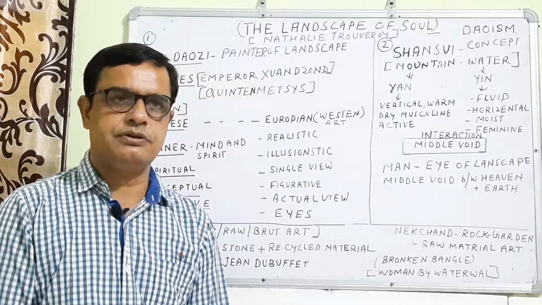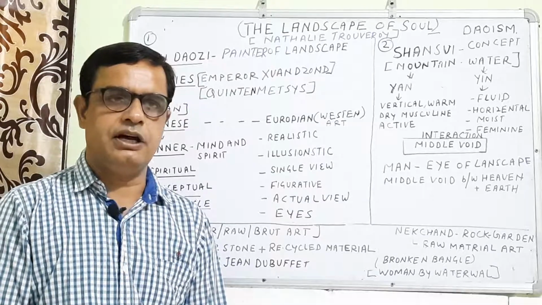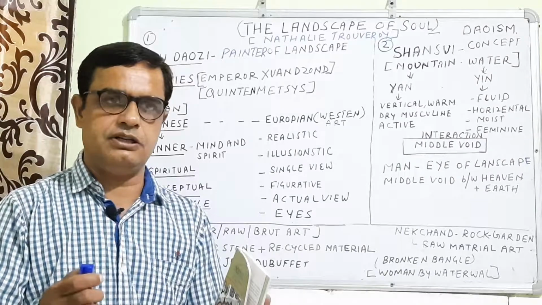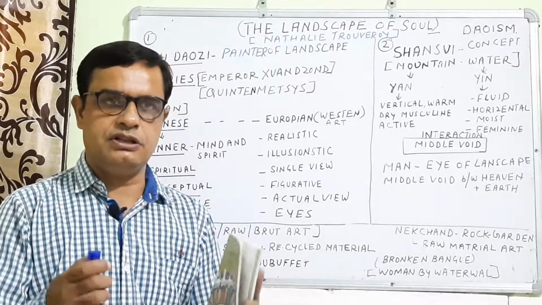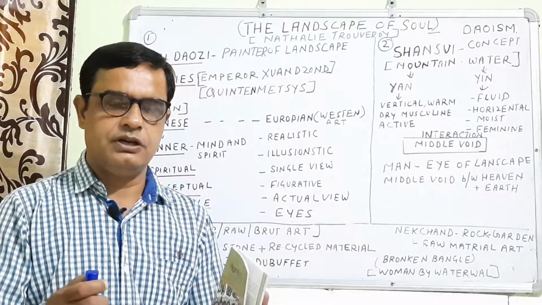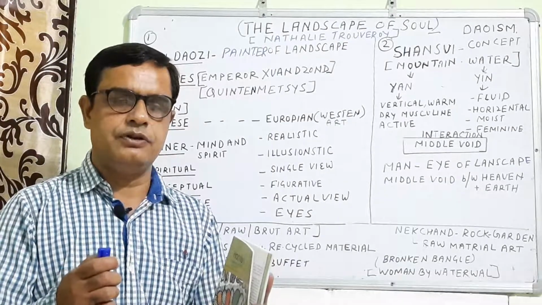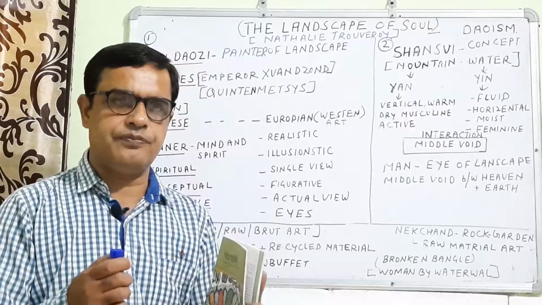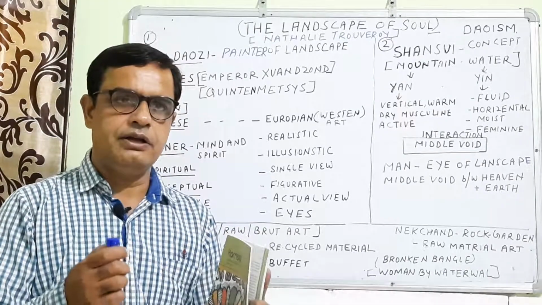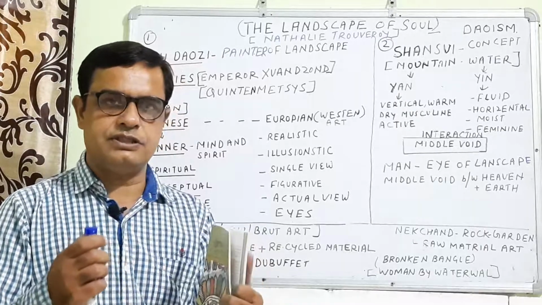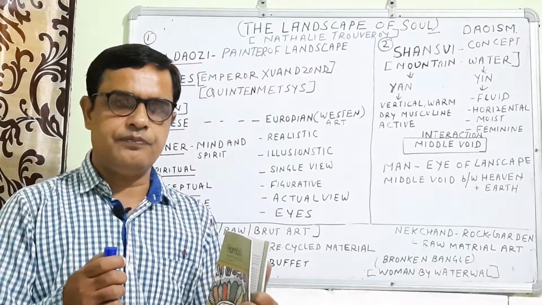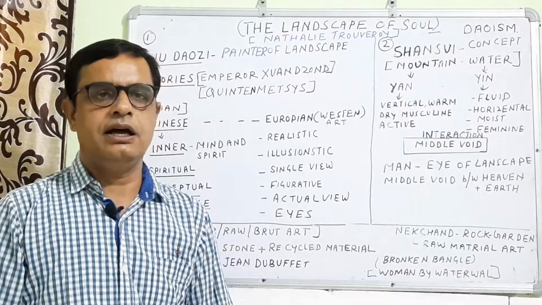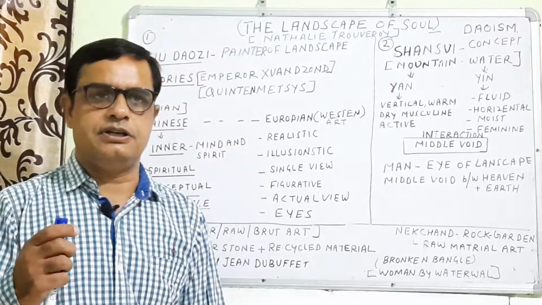Dear students, I have divided this chapter into four parts. The chapter has been divided into four parts, not in the book but by a teacher. First of all, I want to explain the stories related to the Chinese painting and the European painting, the story related to the Asian painting and the Western painting. The second part: what is the difference between the Western painting and the Chinese painting.